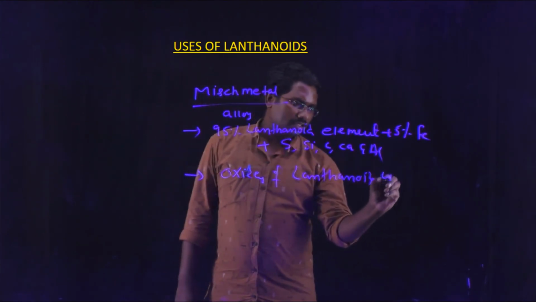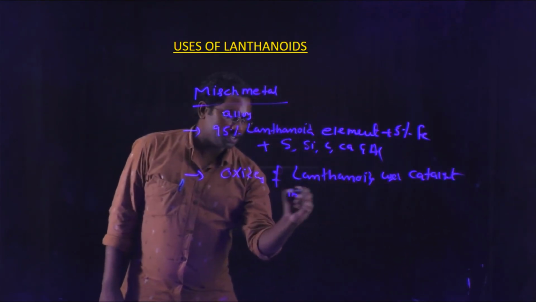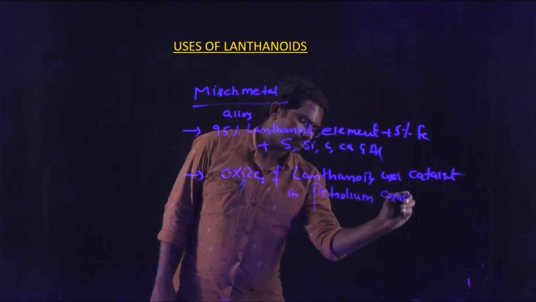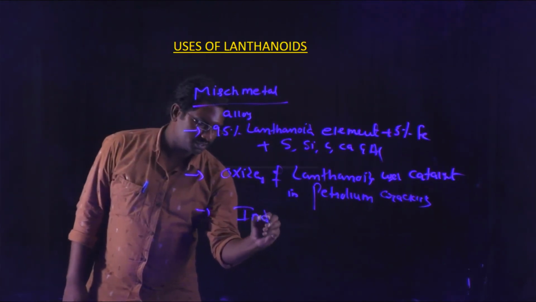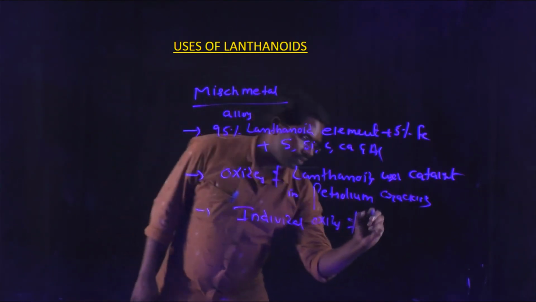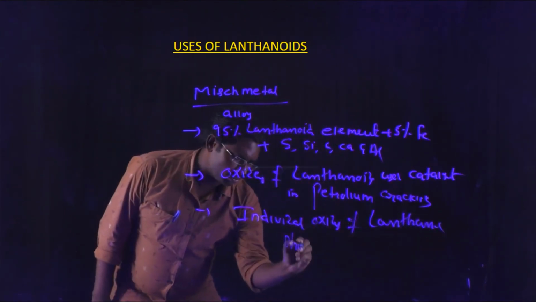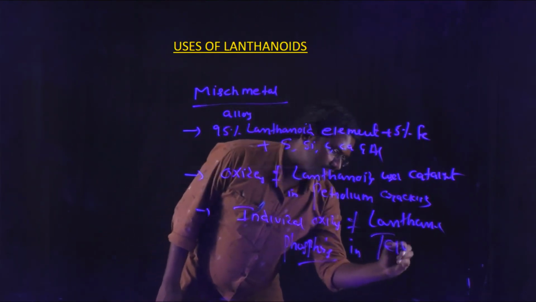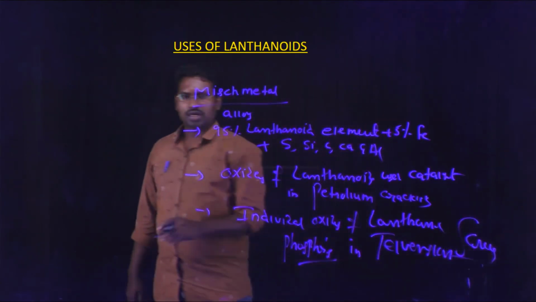They are used as catalysts in petroleum cracking. And another important thing is the individual oxides of lanthanides, which are used as phosphors in television screens. So these are all the uses of lanthanide elements.